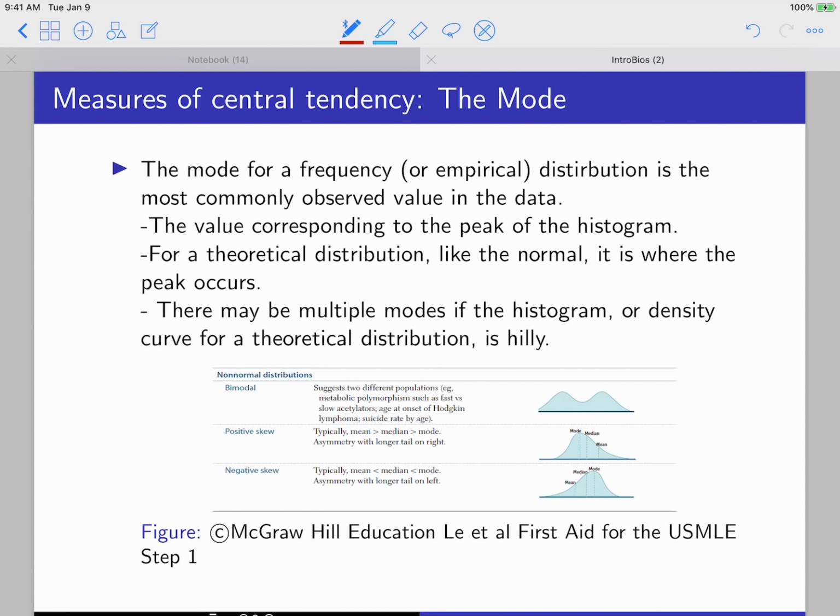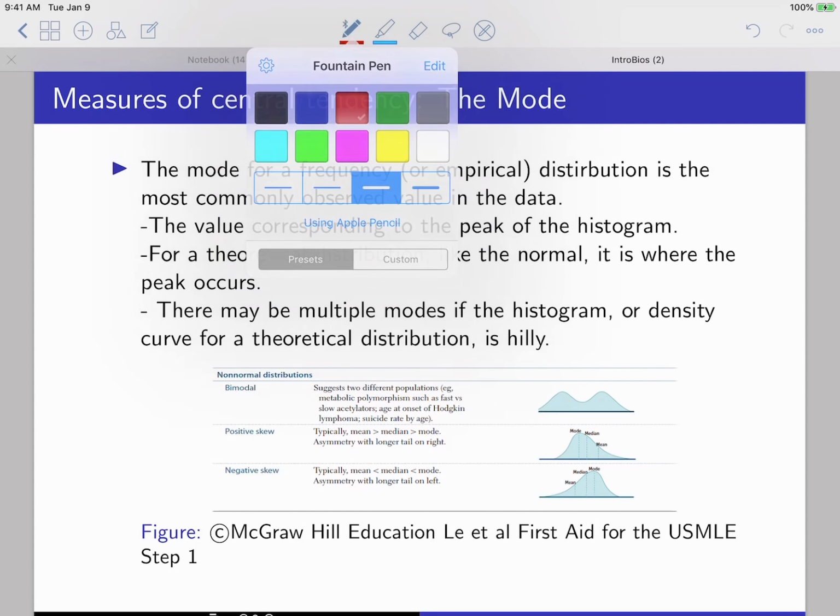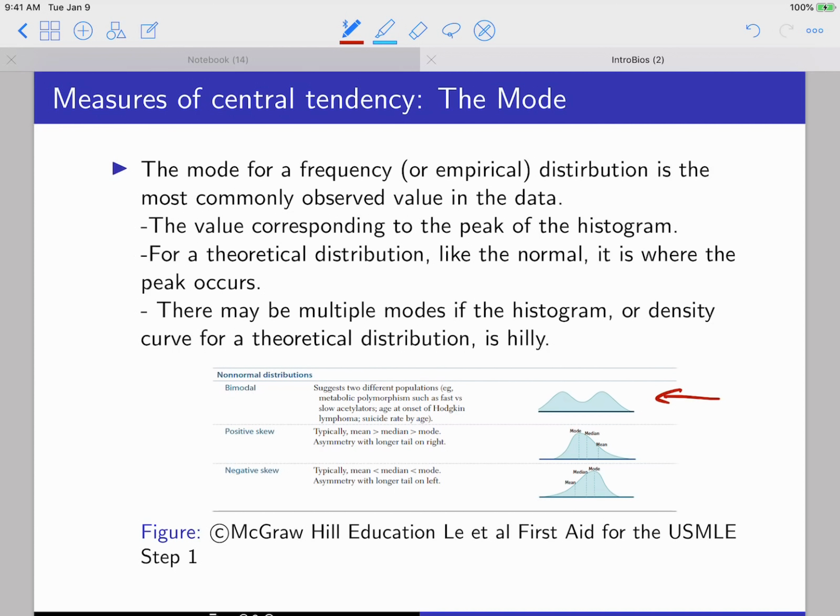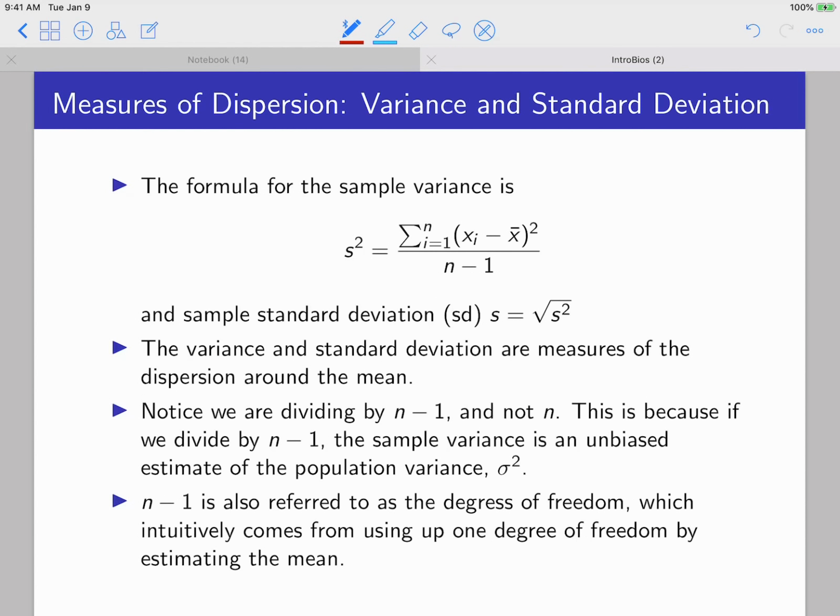So essentially, there may be multiple modes in a histogram, or also in a theoretical distribution, like it's pictured here. So what about measures of dispersion?